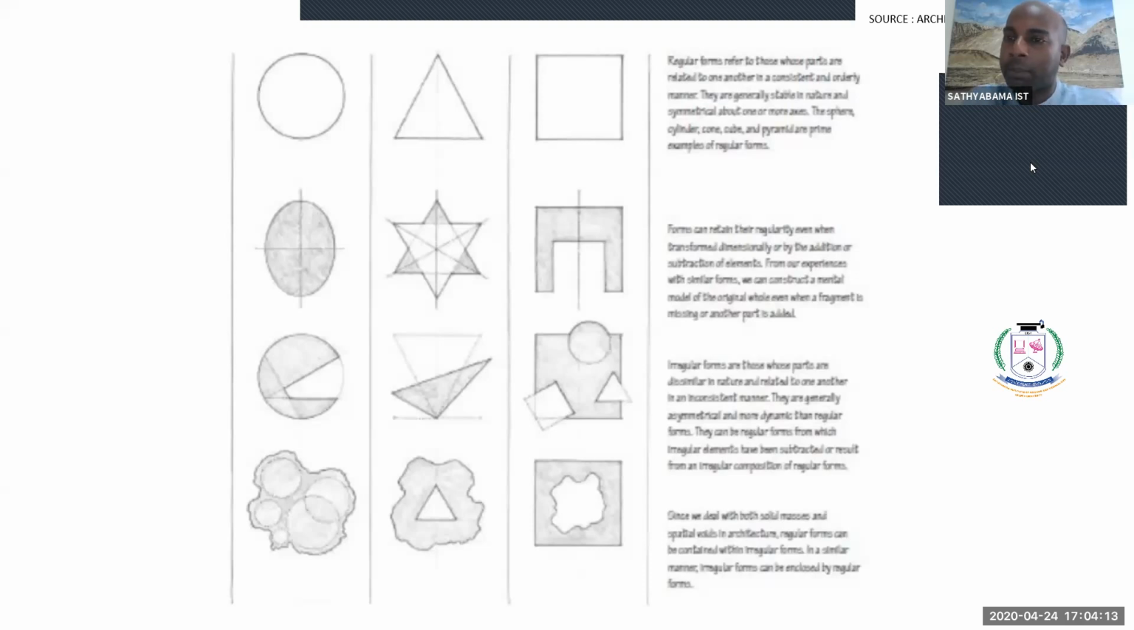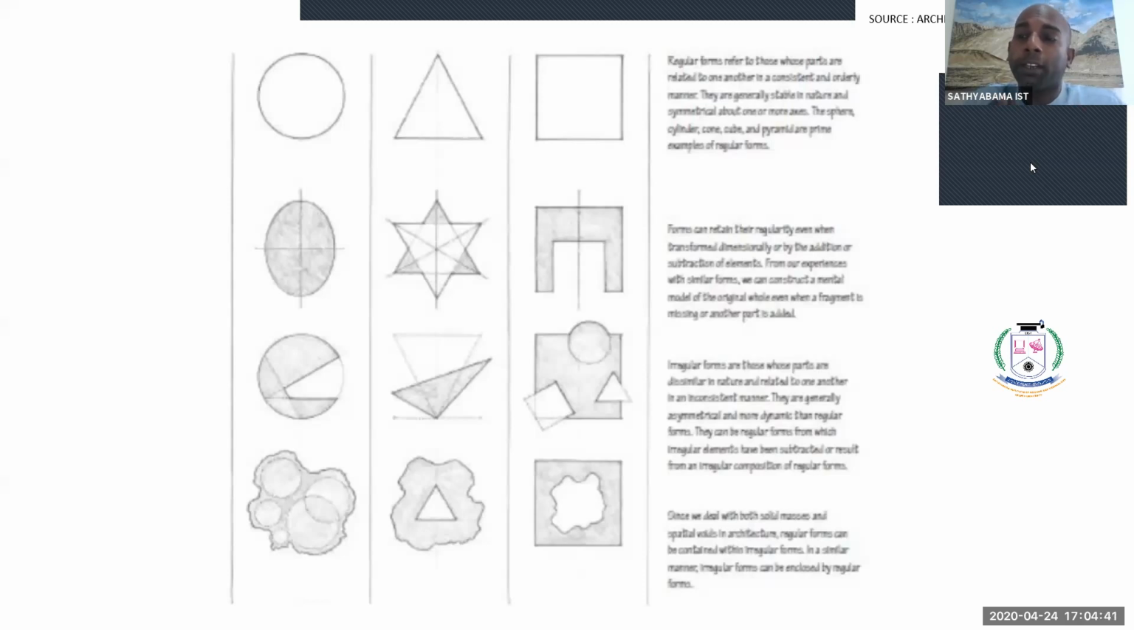They can be organic, they can be geometric, or it can also be a regular form that is subtracted up to a point where you're no longer able to perceive its regularity. And the last condition at the bottom is when you have an irregular outer form within which regular forms like circles or squares are contained. So this slide covers all the permutations and combinations that you'd probably see when composing shapes.